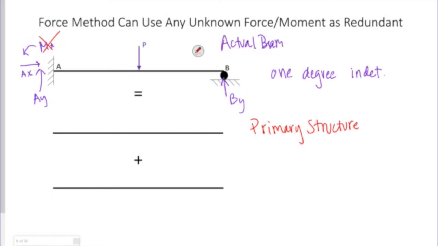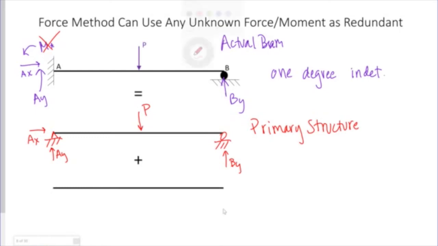It can only constrain horizontal and vertical movement. So this becomes a pin. This is still a roller. I didn't change anything. Now I have my vertical reaction at BY, my vertical reaction at A, and my horizontal at A. This is a lovely, simply supported beam that we all know how to solve. Right, but I still apply my actual load.